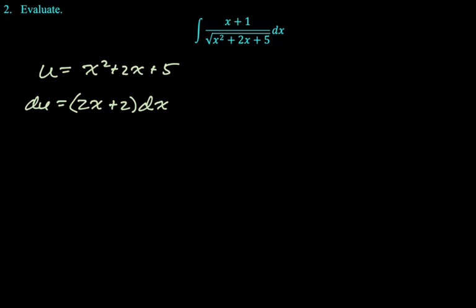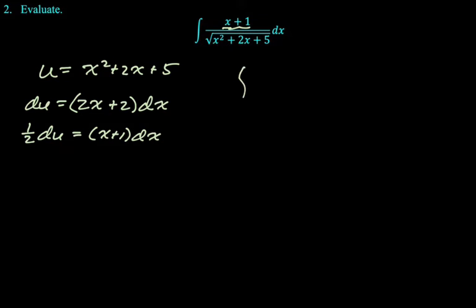So we have this. There is kind of an issue because in the original we only have x plus 1. We don't have 2x plus 2. It's very easy to turn 2x plus 2 into x plus 1. That's by dividing everything you see by 2. So that's what I'm going to do. So 1/2 du is the quantity x plus 1 dx. And now we're ready to make our substitutions. So x plus 1 and dx becomes 1/2 du.